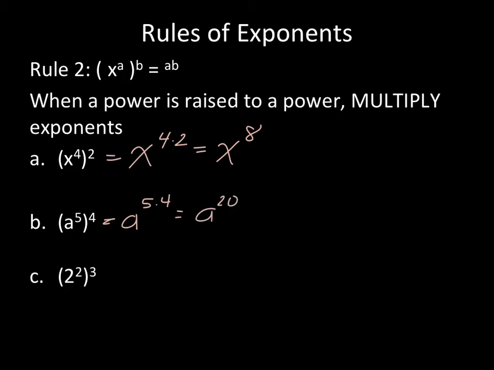2 squared raised to 3: 2 times 3, so we have 2 raised to 6. Again, I have to evaluate this. 2 raised to 6, so I already know what 2 raised to 5 is, right? So 2 raised to 5 is 32. Multiplying that by 2, I have 64.